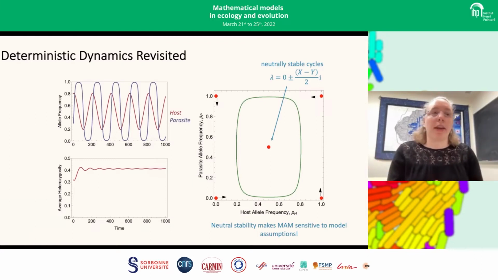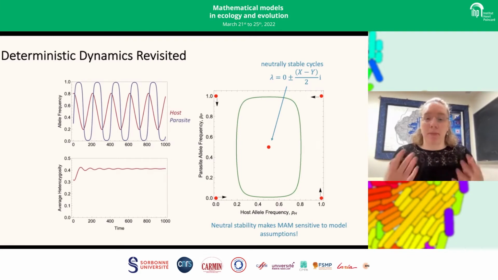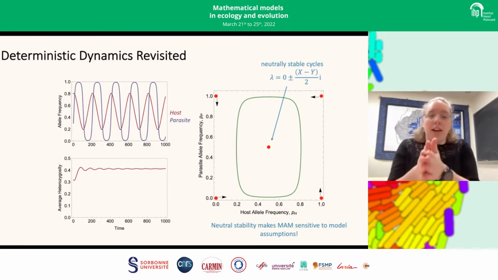Shown in red are the equilibria of this model. So the 4 boundary equilibria and 1 polymorphic equilibrium, where both species are polymorphic. And this interior polymorphic equilibrium is characterized by a leading eigenvalue that has a 0 real part. So this is what I mean by neutrally stable cycles, that you're on this knife edge between being a stable cycle and being an unstable cycle.